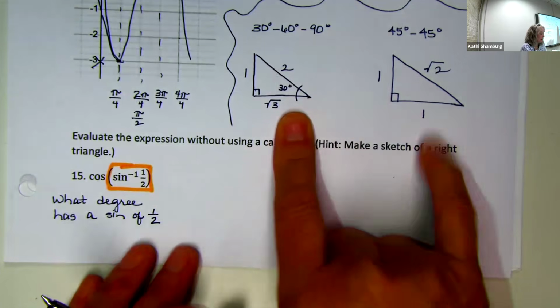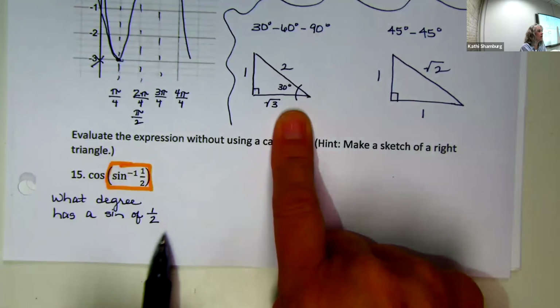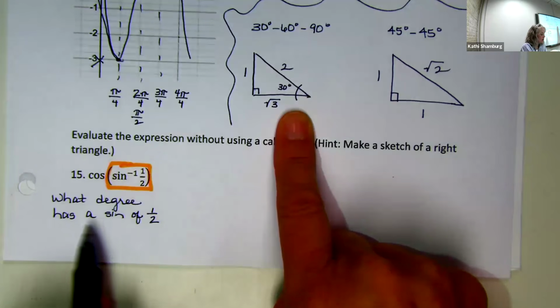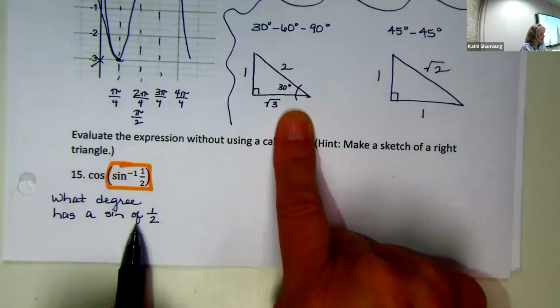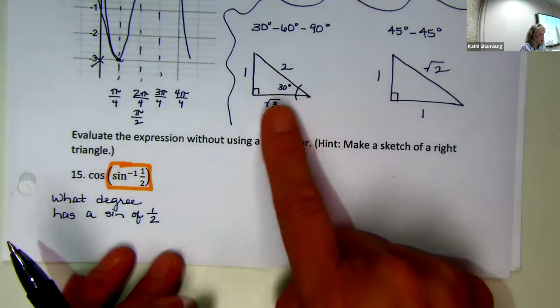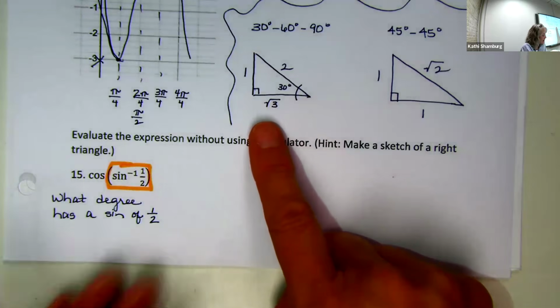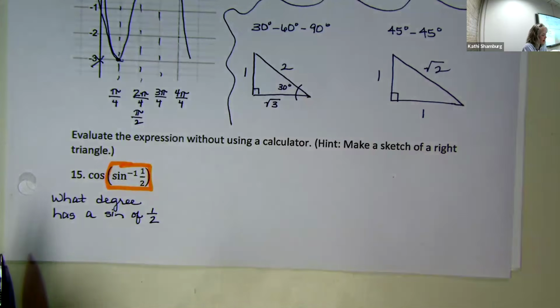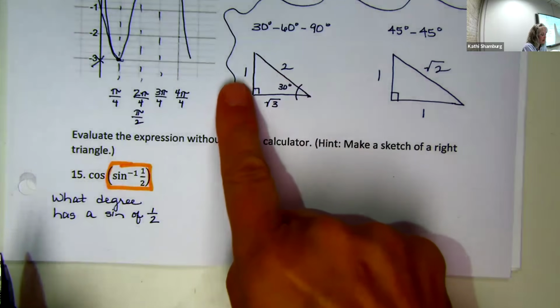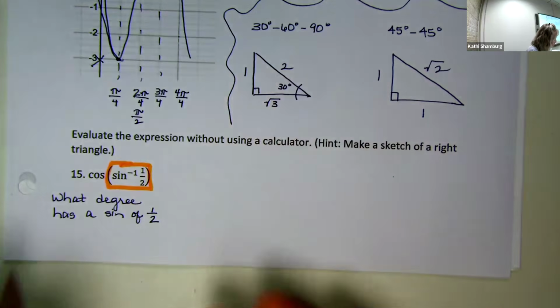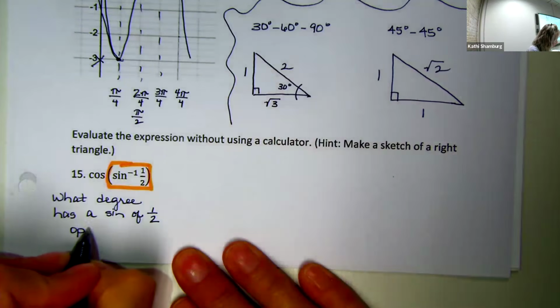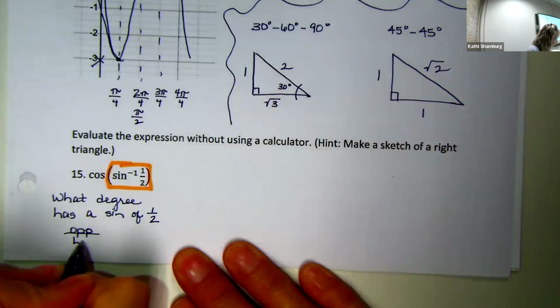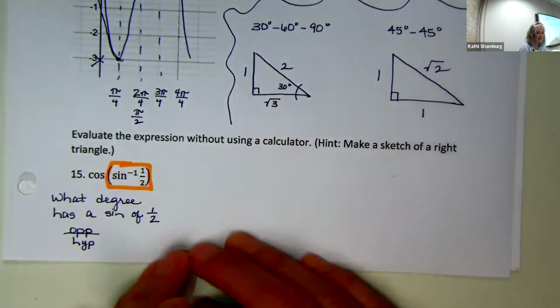30, 60, and 90. Hint, your 2 is not a square root. All right, so what degree has a sine of 1/2? We can look at that. It is going to be opposite over hypotenuse, and it is in quadrant 1, and that's why I have this.